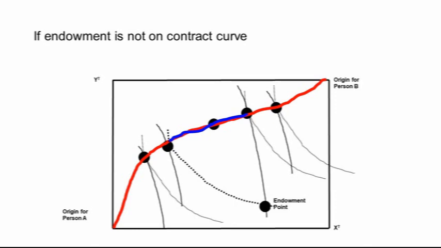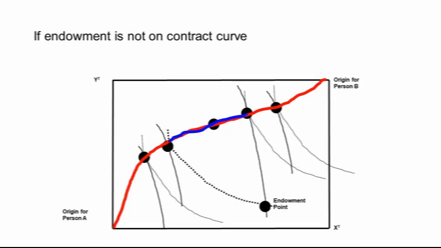Person A wants to be on an indifference curve that's farther away from the origin than the indifference curve at the endowment point. Person B wants to be on an indifference curve that's farther away from its origin than the endowment point is. Person A wants to move up and to the right. Person B wants to move down and to the left. Only the blue highlighted points on the contract curve would make both person A and person B better off.